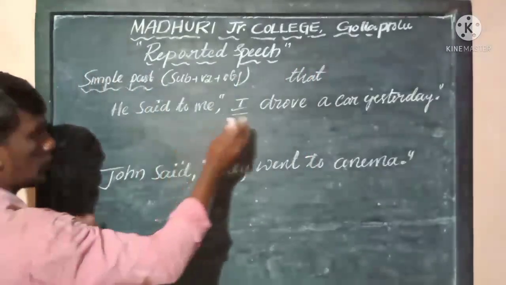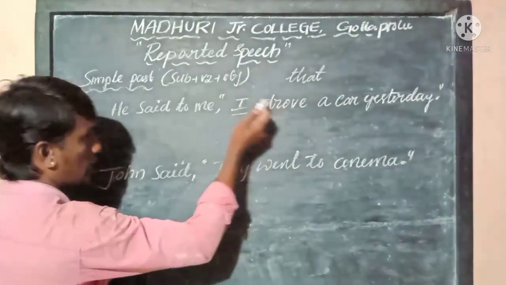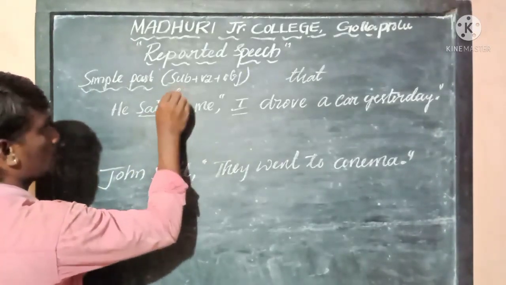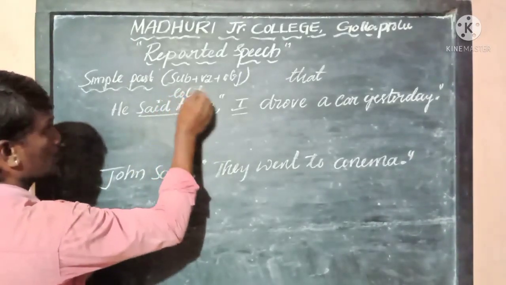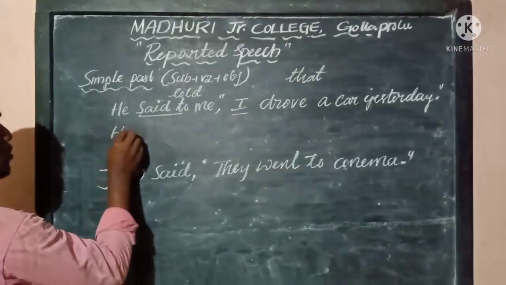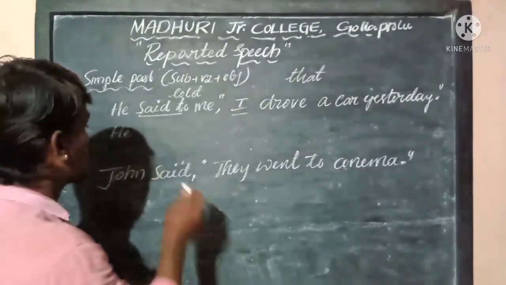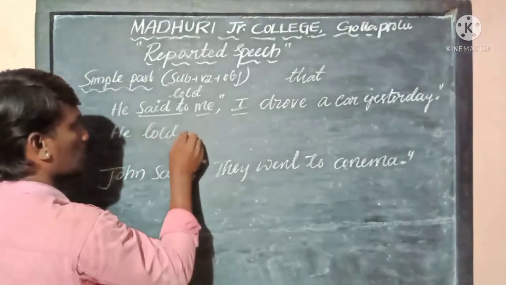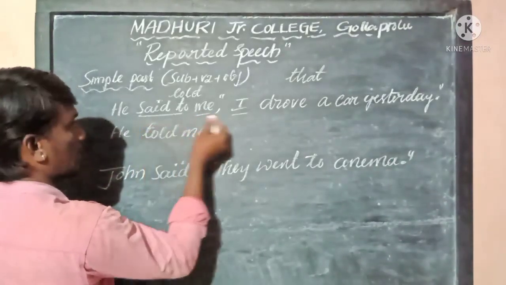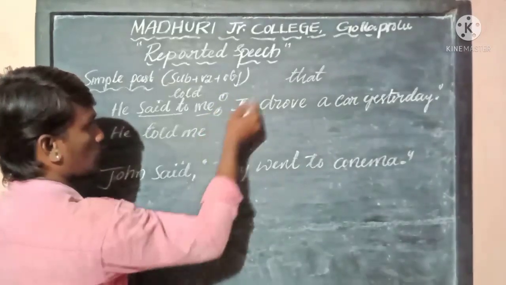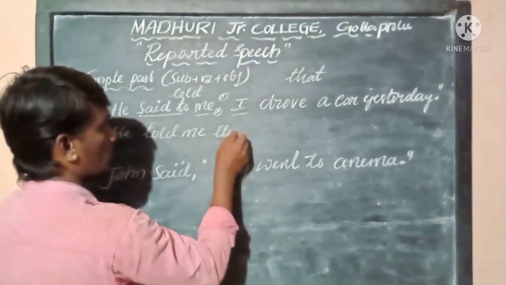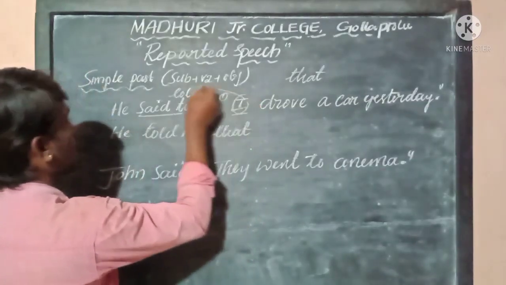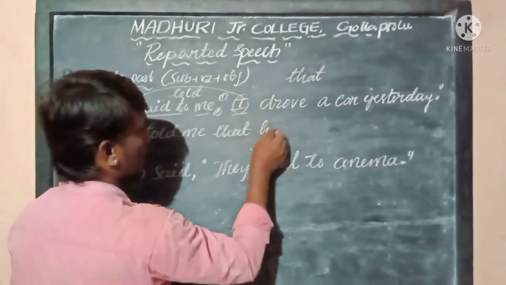So when you find a declarative sentence and the reporting verb is said plus to, it becomes told. Now, he told. Don't write told to me, just write told only. He told me. What is the conjunction here? He told me that. That is the conjunction. Now again the question: whom does I refer to? I refers to he.